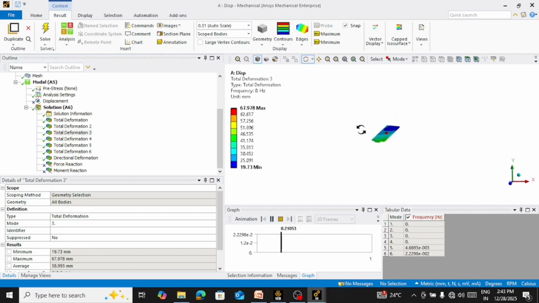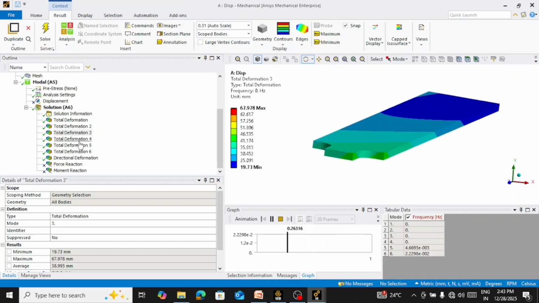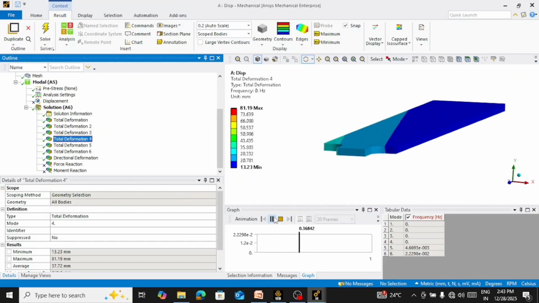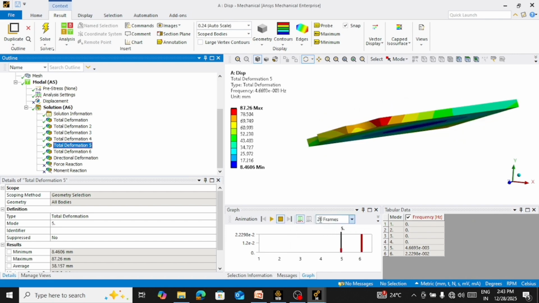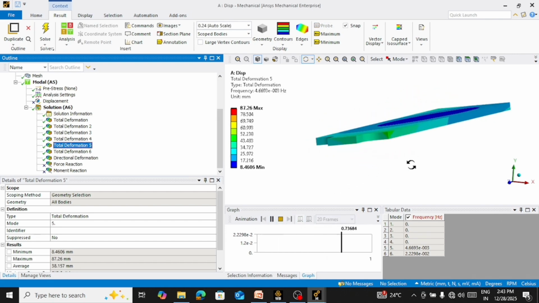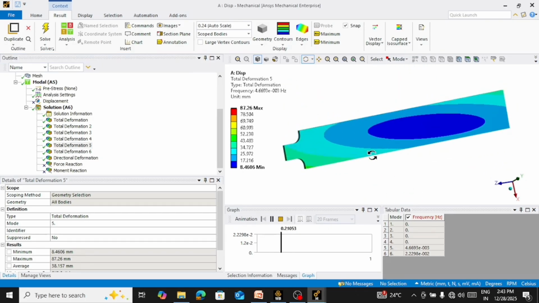Here also we can see this is the third mode, this is the fourth natural frequency, and this is the fifth natural frequency, and all the natural frequencies are very close to 0.